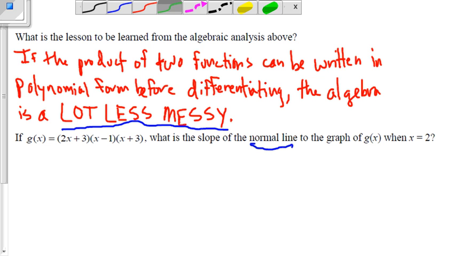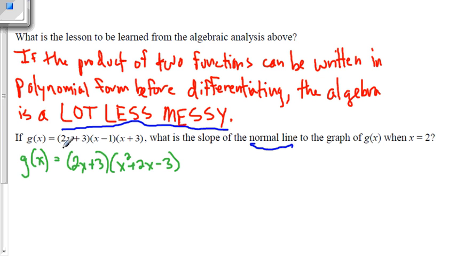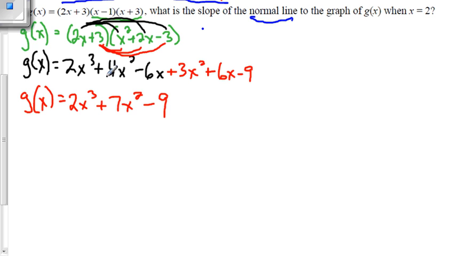And I'll show you each step. I might skip a step here. I just took the last two factors and multiplied them together, so I got x squared plus 2x minus 3. I could use the product rule now, but I'm going to multiply it out and make it one polynomial. I take each of the two terms in the first parenthesis multiplied by each and every term in the second parenthesis, and here's my original function in polynomial form. So this is going to be much easier. A little more work up front, but now it's going to be much easier to differentiate.